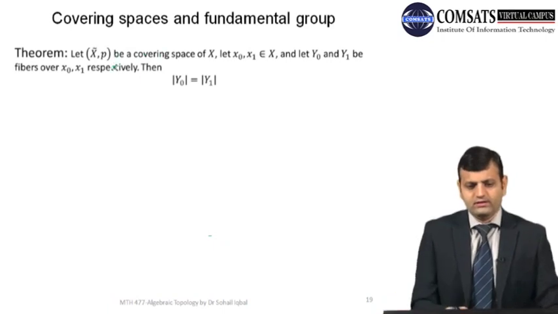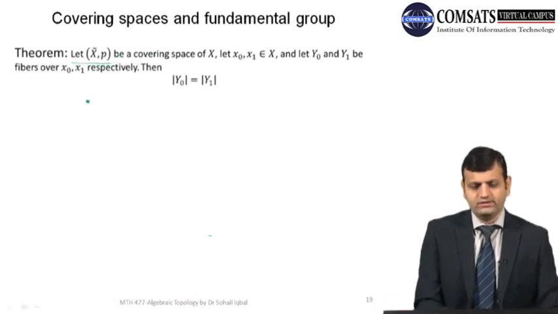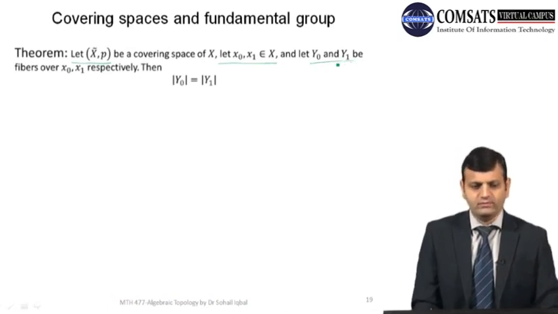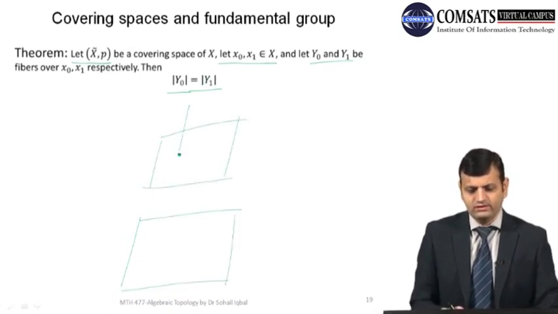Now we have another result. It says that if we have a covering space, and if we have two elements x0 and x1 from x, and y0 and y1 are the fibers over x0 and x1 respectively, then the number of elements in the fiber over x0 will be equal to the number of elements in the fiber over x1. This is once again very easy to see diagrammatically.